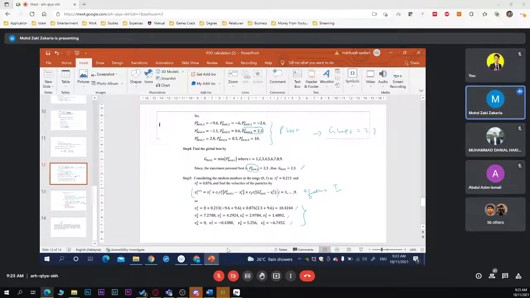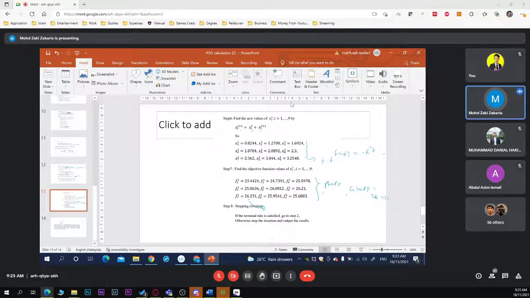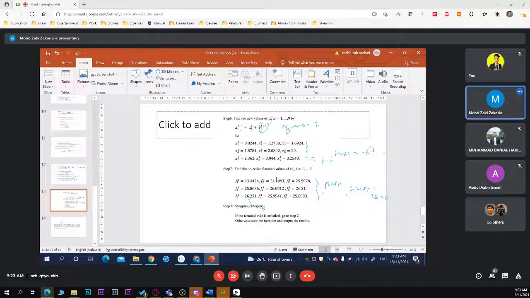Faham. Okay, so based on this value, we use equation number 2. Based on this value, we substitute kat sini. Yang ni yang old value, yang lama. Yang ni yang baru, yang V. So the new position, based on the combination between X and V, we get this value.